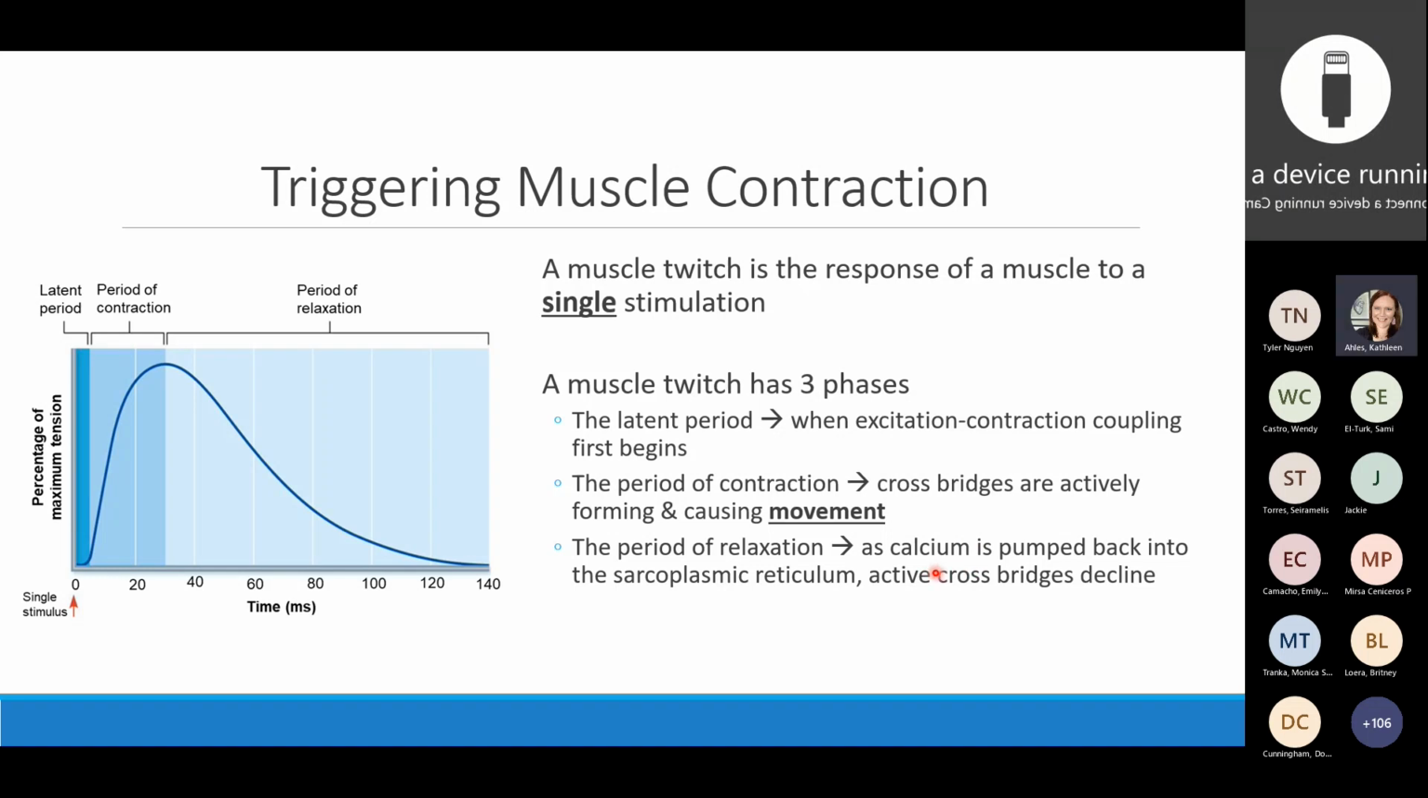The period of relaxation occurs as I slowly use that ATP to pull the calcium back into the sarcoplasmic reticulum. As I get rid of the calcium, I can't make cross bridges anymore. And if I can't make cross bridges, I can't do a muscle twitch.